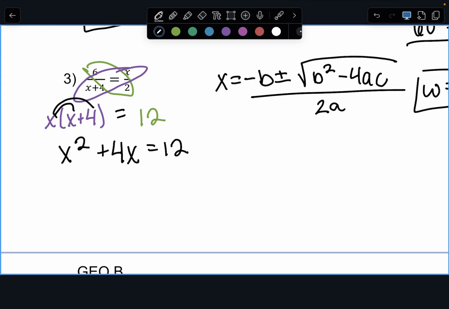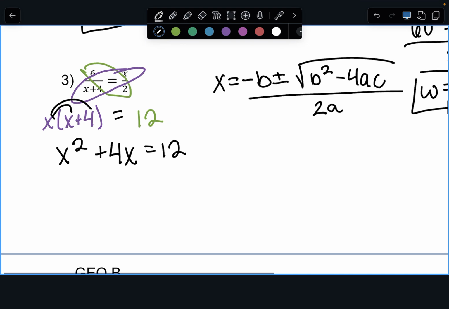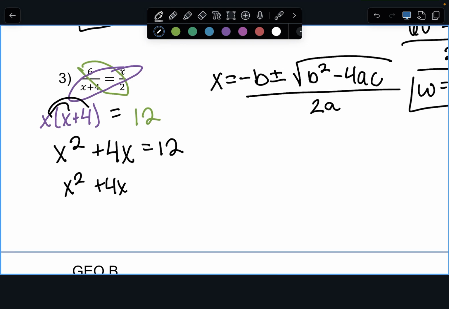Are we ready to test this out? Let's do it. Before I do it, what should I do with this 12? I've got to put it all on one side. Subtracting. Yeah, so x squared plus 4x minus 12 is equal to 0.